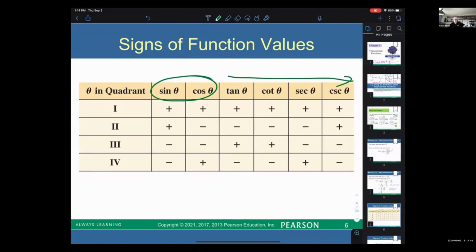Questions, comments about the signs of function values in the various quadrants? Is that a question for Mr. Hale? I can't see all of you, and you are muted. If you would unmute yourself, if you don't mind. I'm sorry about that. No problem.